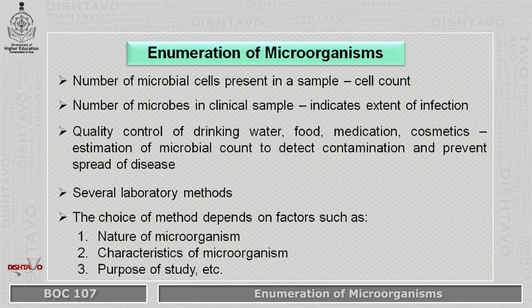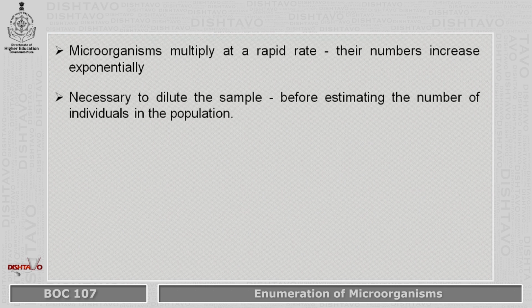There are several laboratory methods which can be used to detect the cell count. The choice of the method depends on factors such as the nature of the microorganism, whether it is a bacteria, virus, etc., characteristics of the microorganism and the purpose of the study. Now microorganisms multiply at a very rapid rate. Therefore, their numbers increase exponentially. Therefore, there is a need to dilute the sample before estimating the number of individuals in the population.